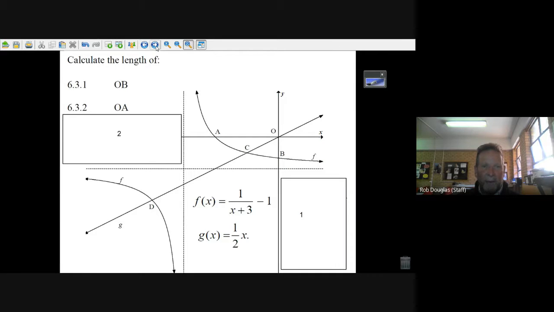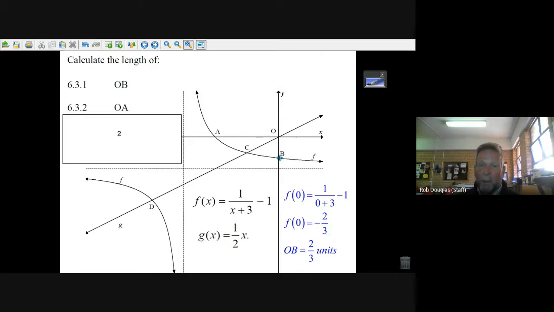Maybe we can get to another couple of questions. The first one here is, find the length of OB. Well, there's the hyperbola. That is the y axis. So B must be a y-intercept. So that's what we do first. All we do is take the function and put 0 in for x to find the y-intercept. Well, 1/3 minus 1 equals minus 2/3. The coordinates of this point are (0, −2/3), but the length would be 2/3 units. A length is always a positive number. So the length is 2/3 units.